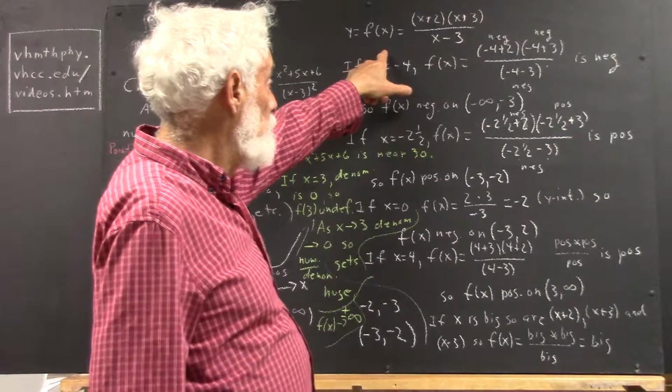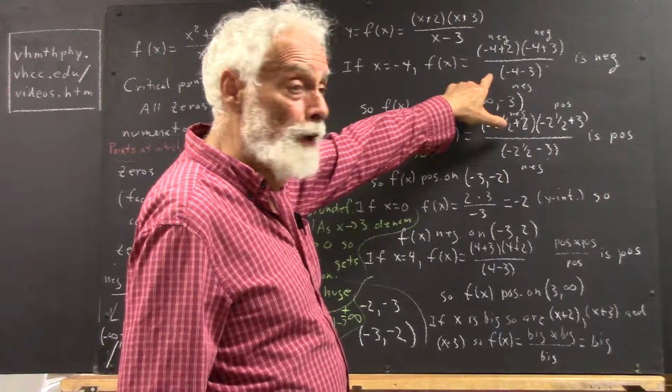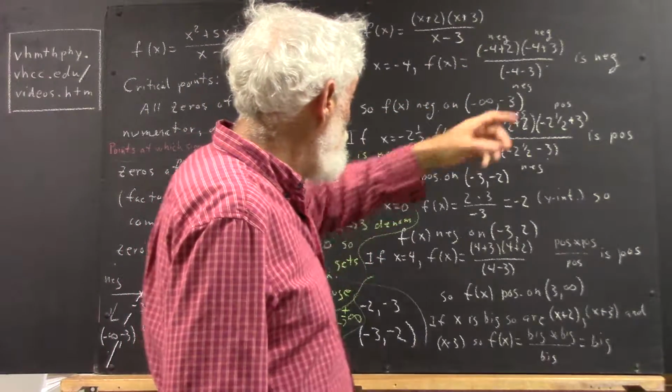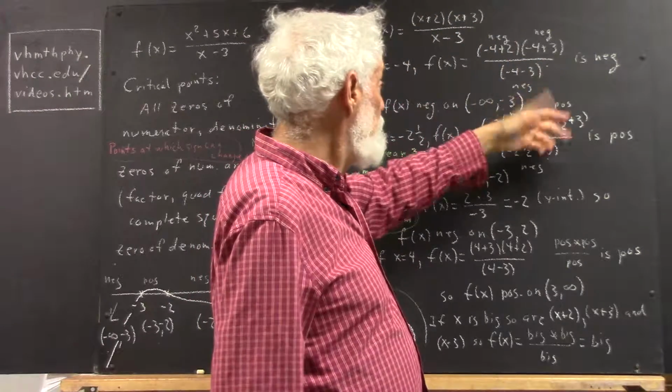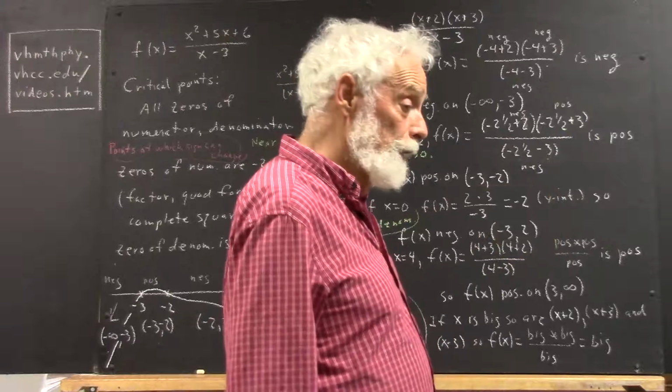Okay, so we did that. We let x equal negative 4. F of x is this. If x is negative 4, f of x is this. And you can certainly follow this. I don't have to read it to you. And this is negative because negative 4 plus 2 is negative. Negative 4 plus 3 is negative.